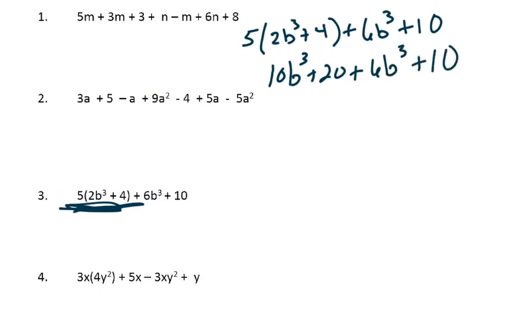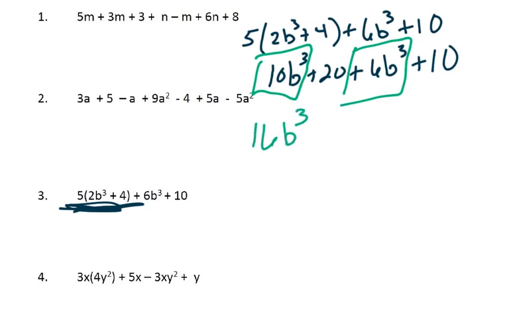Okay. So now I'm going to box my b cubes, right? Because that's my base, that's my exponent. So there's my base, there's my exponent. I'm going to keep my signs in front. So 10b cubed plus 6b cubed is 16b cubed, right? I'm going to bring down my plus 20. I'm going to bring down my plus 10.